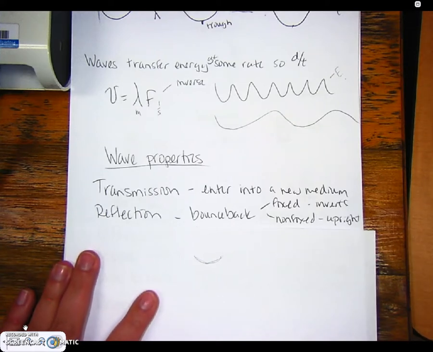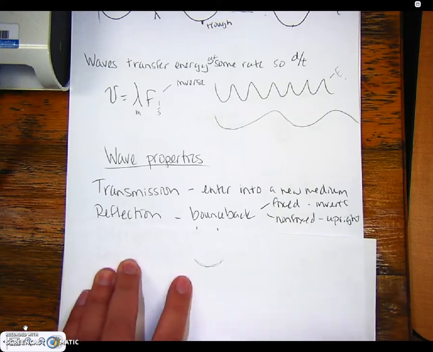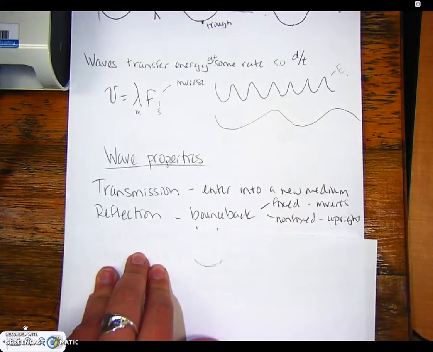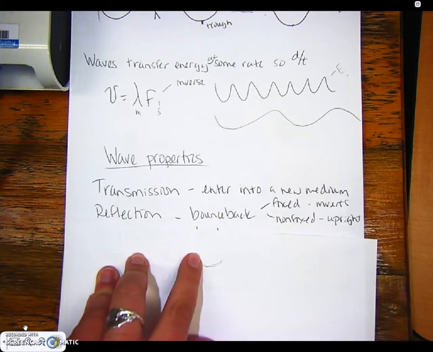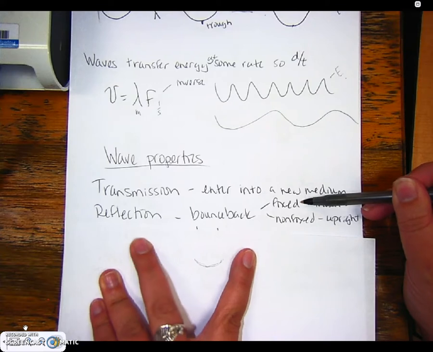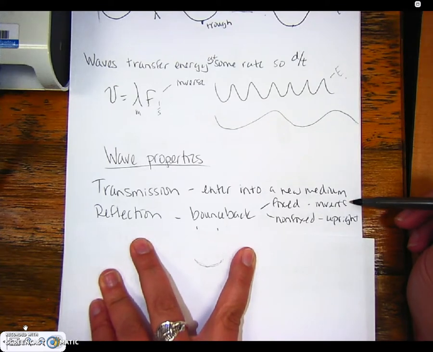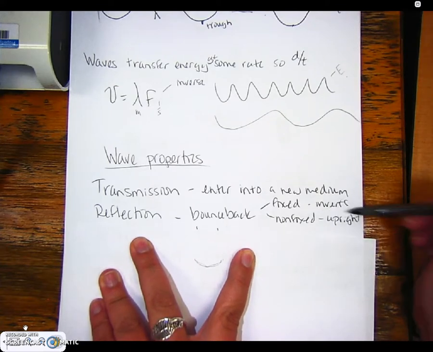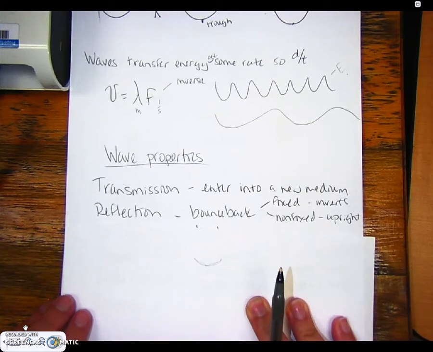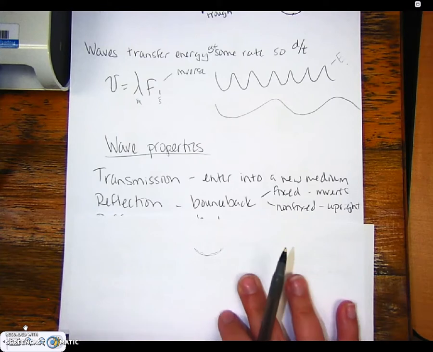Typically, when there is some sort of interaction with a boundary, both of these things happen in different amounts, depending on what the boundary is like. For a fixed boundary, when something reflects, the wave actually inverts itself. For a non-fixed boundary, the wave remains upright as it bounces back into the medium from which it came.